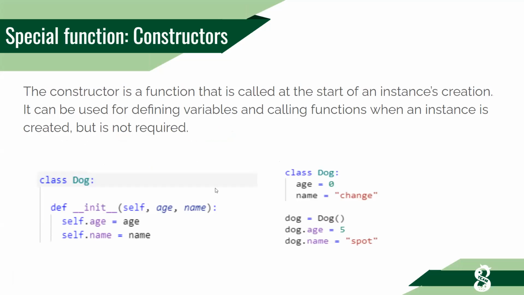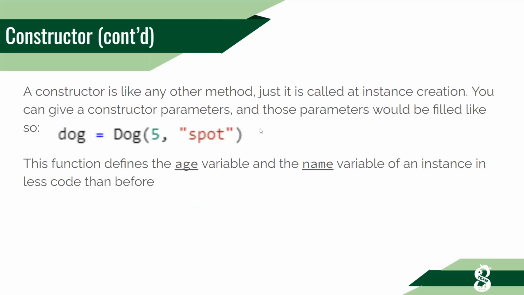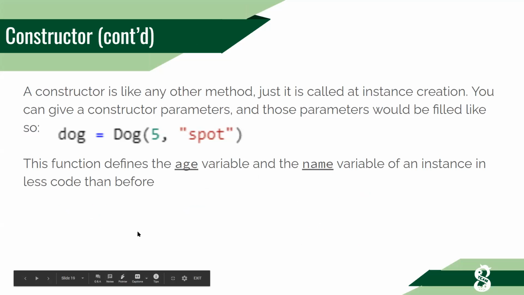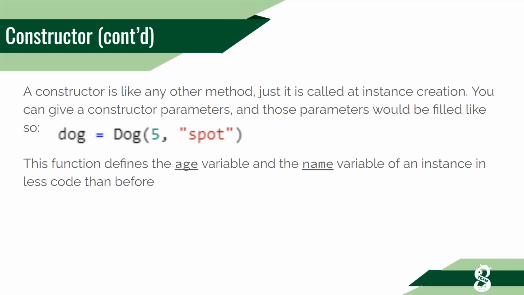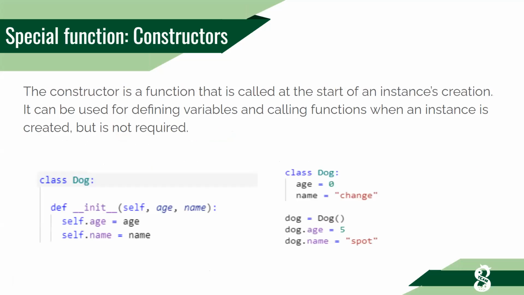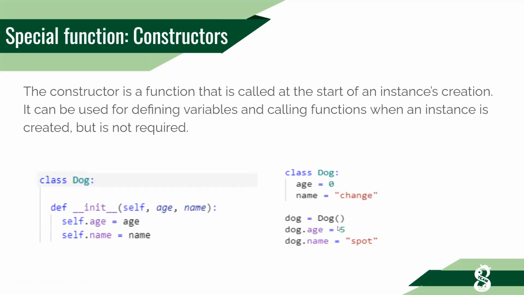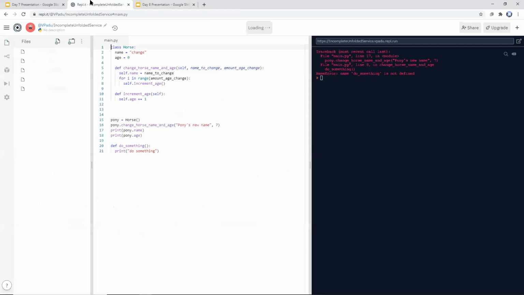So over here, age and name will be defined as 5 and spot. Then they'll be passed into self.age and self.name, and that means that the dog's age will be 5 and the dog's name will be spot. So what it does is that it allows you to skip all the lines defining the variables after you create the instance, and it can just be done within that one line. And also the init function will allow you to call functions at the start when the class is created. You can't put them in the white space, but because the init function is technically a function, you can still put them inside of the init function. So I'll show you an example right here.